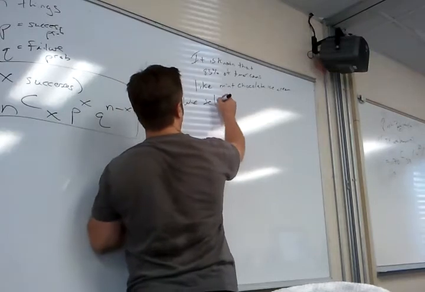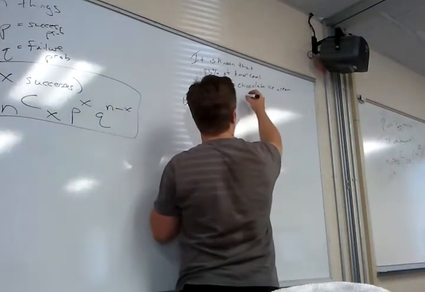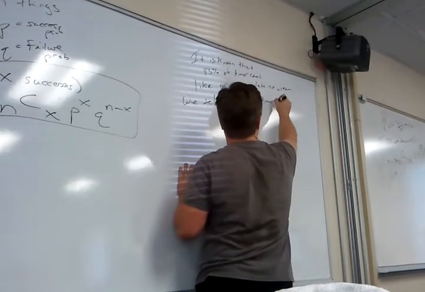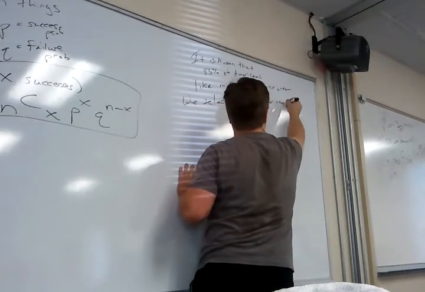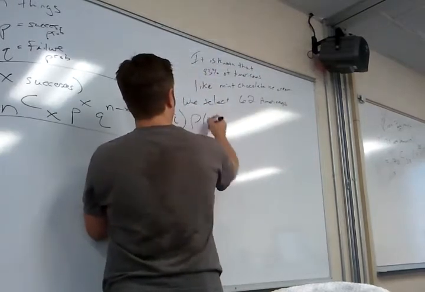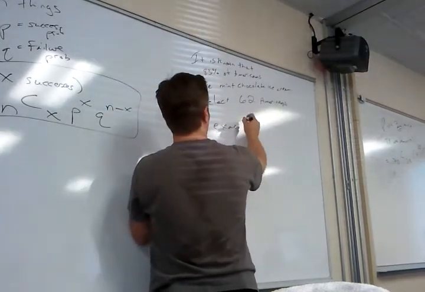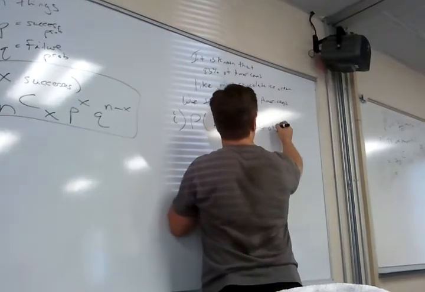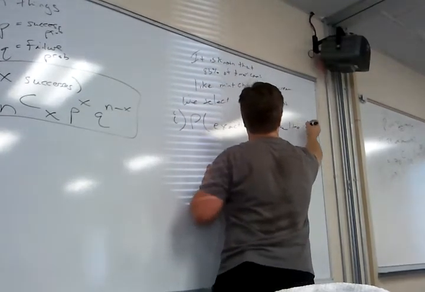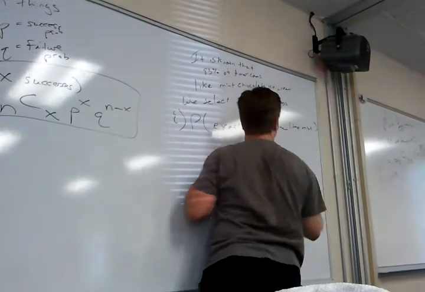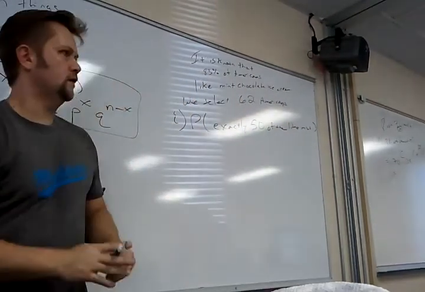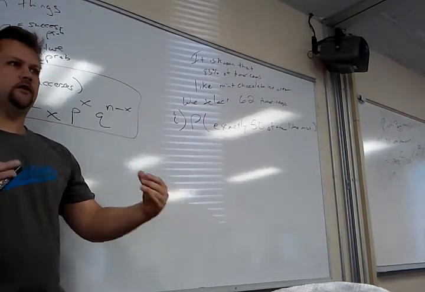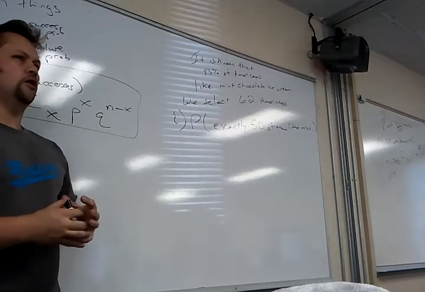If we select, let's say, 62 Americans, what's the probability that exactly, I don't know, exactly 50 of them like it? So try to set that one up. Try to set the formula up, and then if you have any trouble putting it in the calculator, call me over.